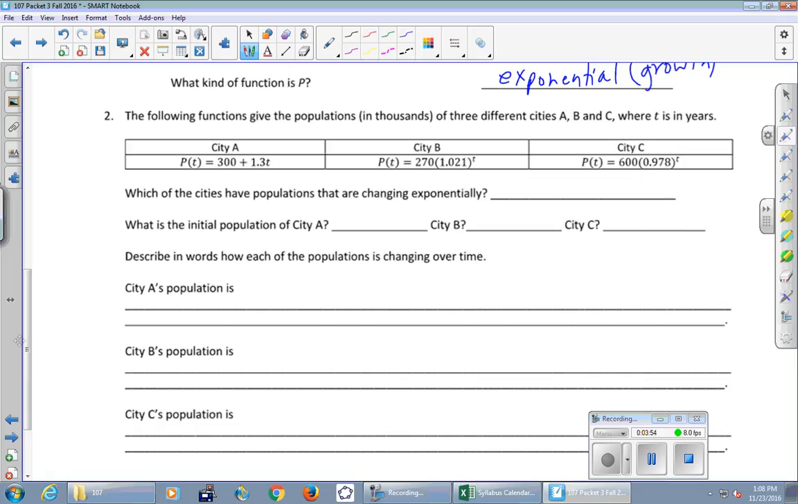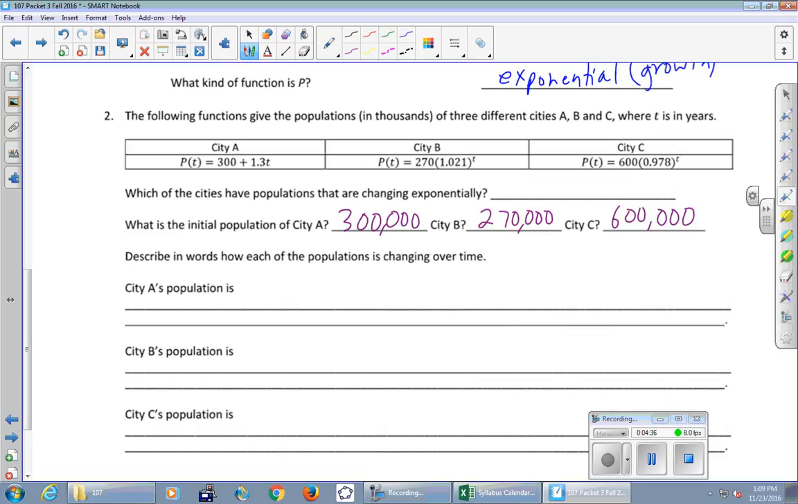All right. So then here, instead of giving you data, we're giving you straight formulas, and we want to know what kinds of functions they are and what the initial populations are. So initial population for A is 300. 300 plus means you're starting with 300. What's the initial population for B? 270. Actually, if I'm being precise, it's not just 300, it's 300,000, right? Because all these were measured in thousands. So 270,000 is good. And C? 600,000.